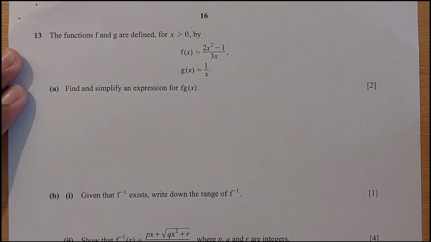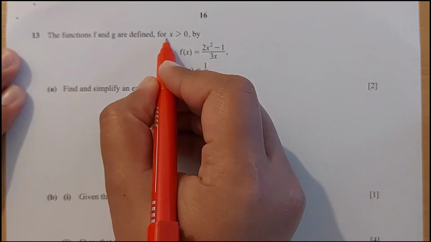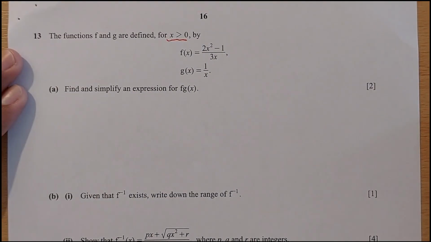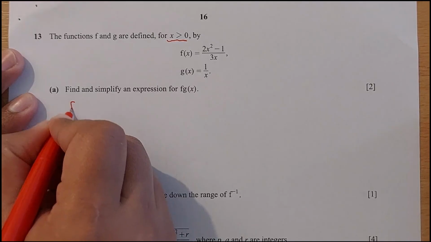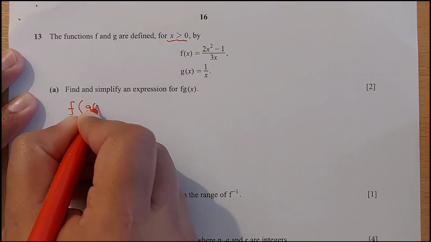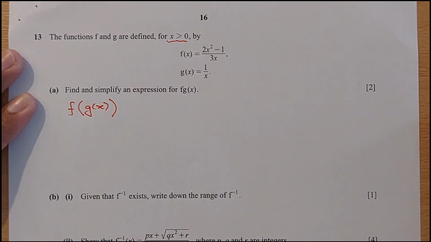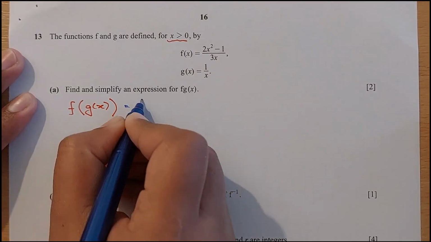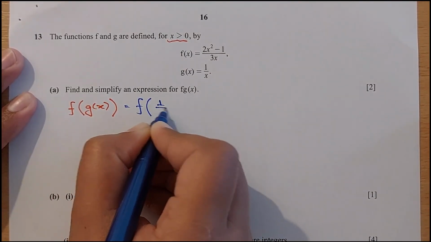Question number 13. The functions f and g are defined for x greater than 0. So we have a restriction on the domain that the x value is greater than 0. In part A, find and simplify an expression for f composition g of x. Right. So f of g of x. So that is easy. Just substitute g of x. F of 1 by x.